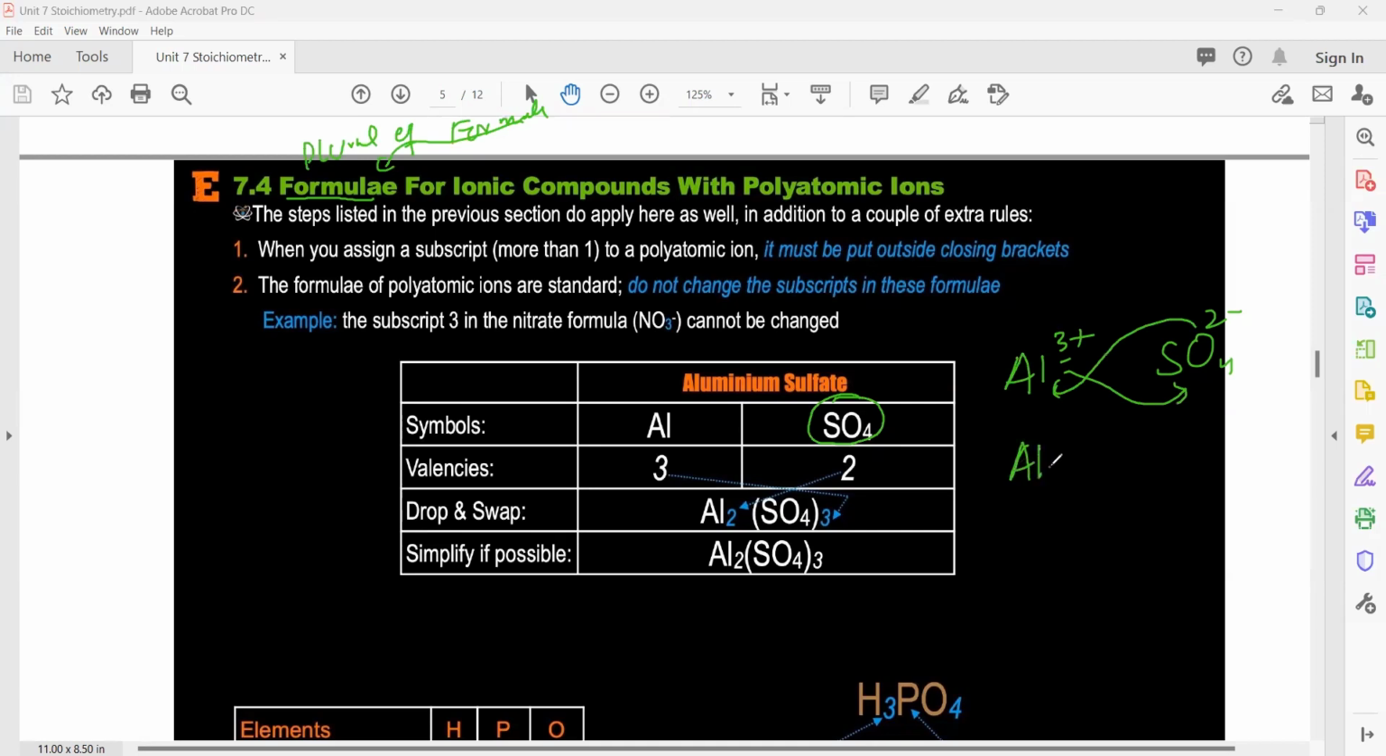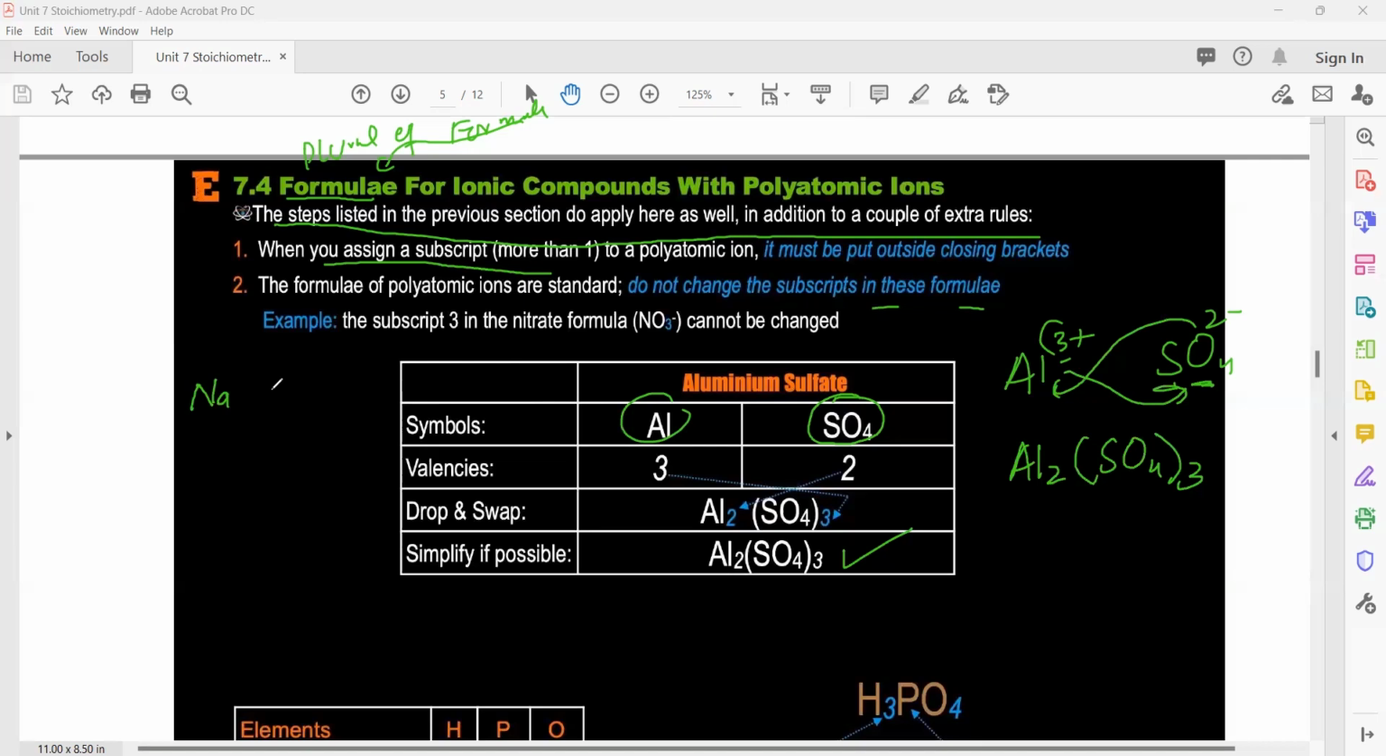So it will become Al2. But this 3 is for both S and O, so you write SO4 in a bracket for both, then the 3 here. The steps listed in the previous section apply here as well. Use your own subscripts, and do not change the subscripts of these formulae. For example, here, aluminium.